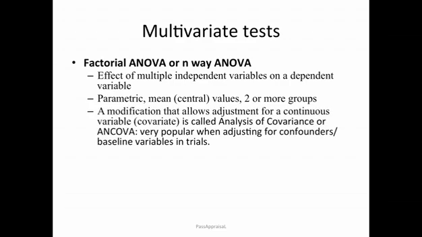An extension of n-way ANOVA is called ANCOVA. It is particularly suited for adjusting for baseline variables or confounders that can modify the effect of the independent variable on the dependent variable. Such baseline variables are called covariates, and ANCOVA stands for analysis of covariance.